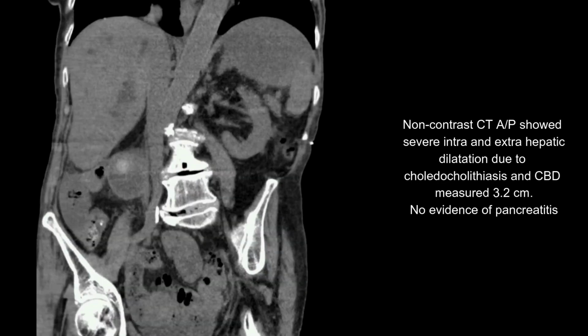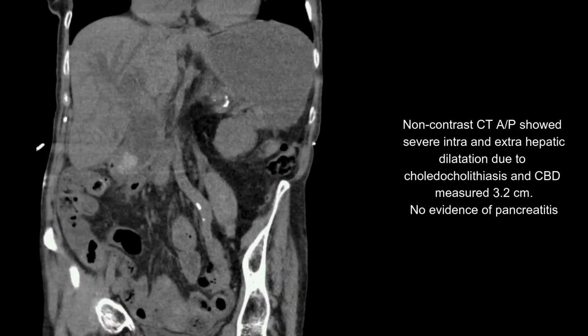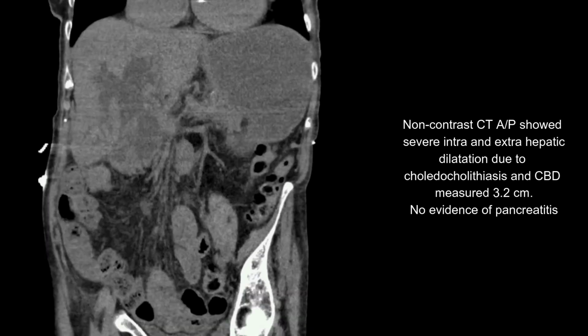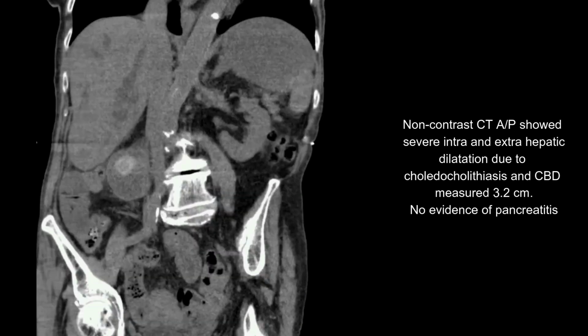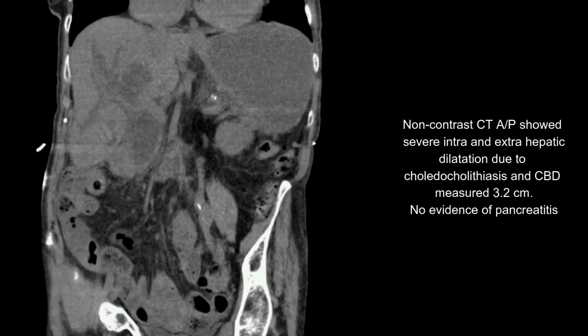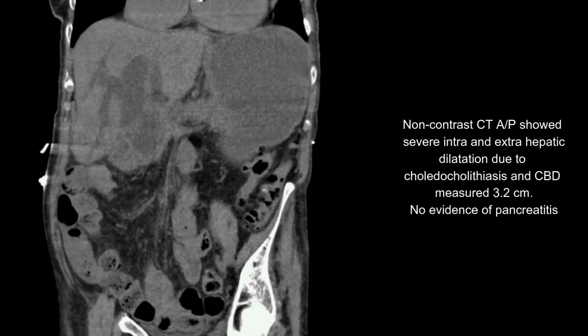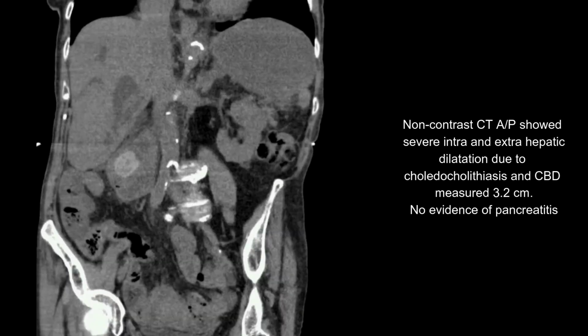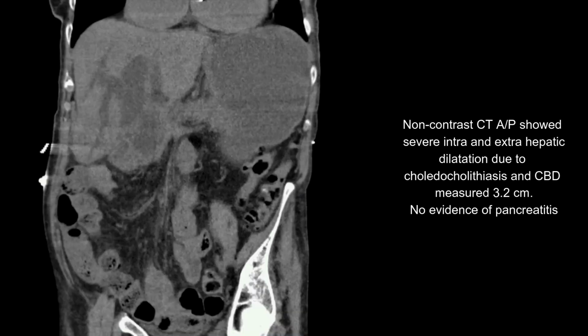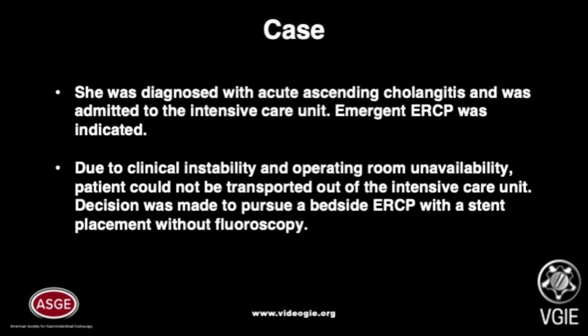Non-contrast CT abdomen and pelvis showed a 2.2 cm stone in the common bile duct, leading to upstream dilatation of the intra- and extrahepatic biliary ducts. CBD measured 3.2 cm. There was no evidence of pancreatitis. She was diagnosed with acute ascending cholangitis and was admitted to the intensive care unit.